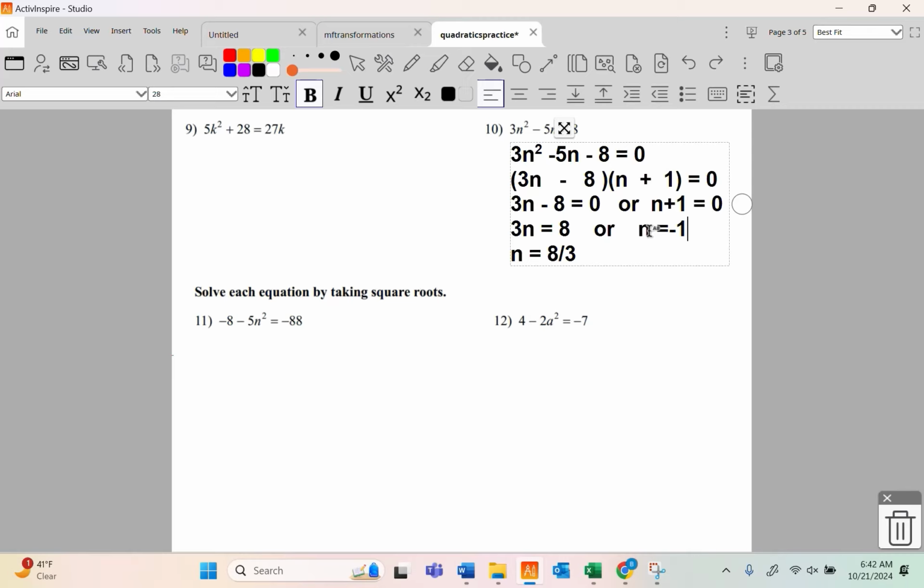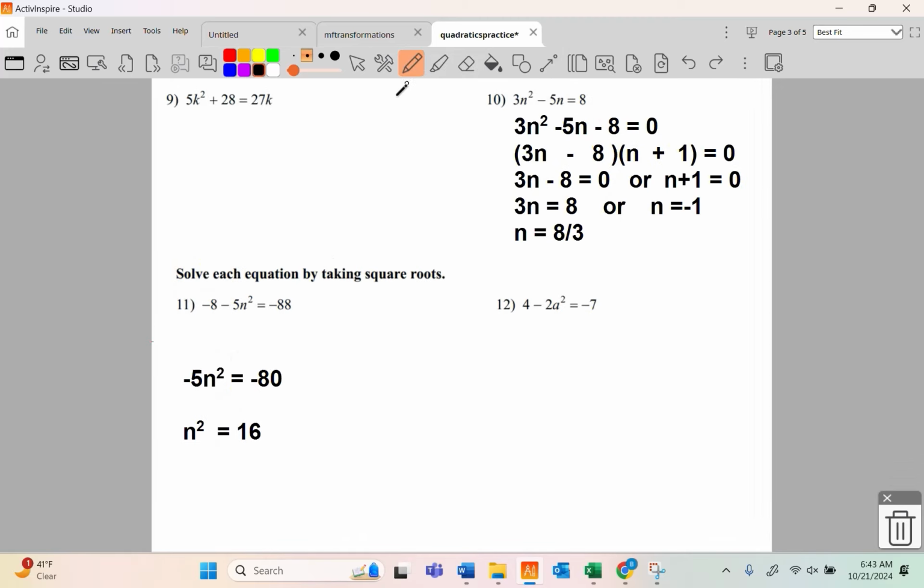This is solve each equation by taking square roots. 11's probably the hardest one. If you shifted everything left, you'd end up with something that doesn't factor, so we're actually not going to use zero product property. Notice it doesn't talk about factoring, and that means we're not going to use zero product property. We're going to add 8 to both sides, and that's going to give me a negative 80. We're going to divide out the negative 5, and I believe 80 divided by 5 is 16.